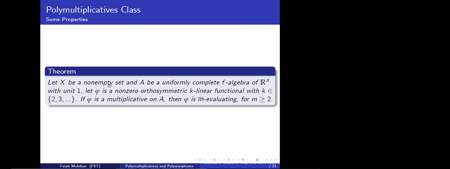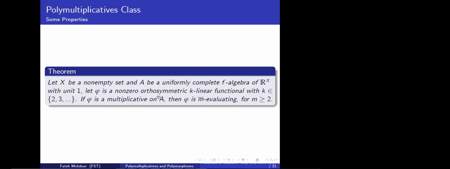Now let us show in the following theorem one of the first properties. We show in the following theorem that the studies in the last two propositions can be improved. It seems like an extension of the aforementioned result of Garrido and Gomez, extending it to the multilinear case here. So let X be a non-empty set and A be a uniformly complete F-algebra of R^X with unit 1, which means the same as a unital F-algebra.